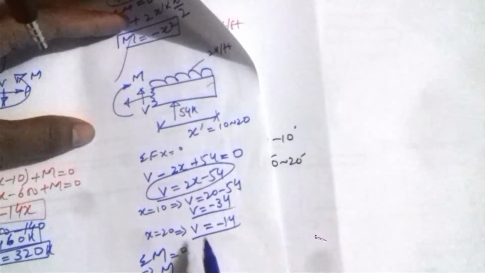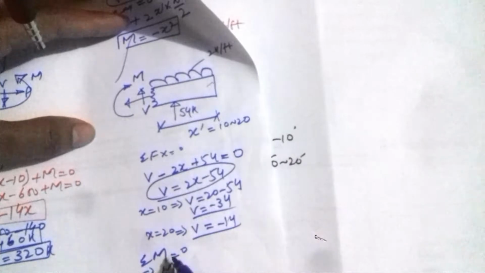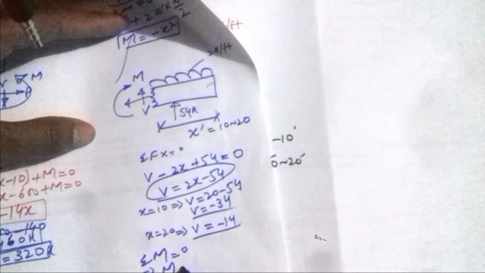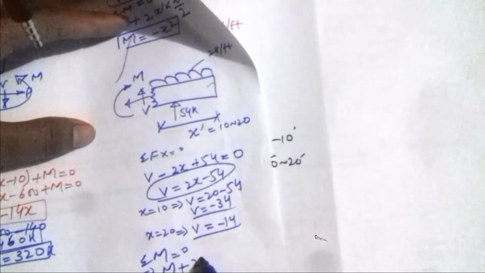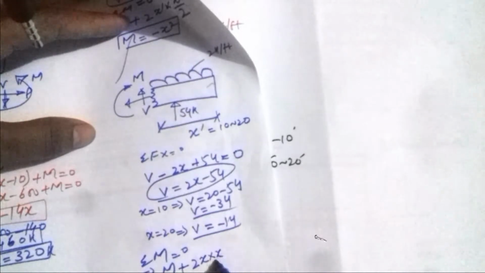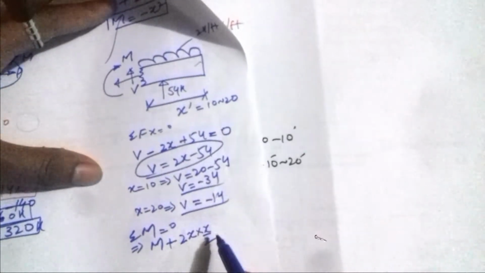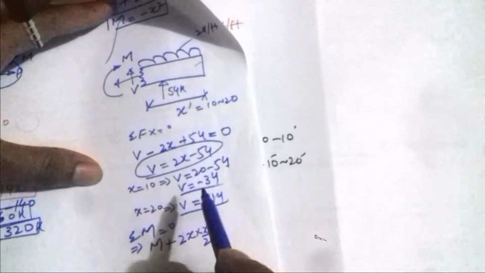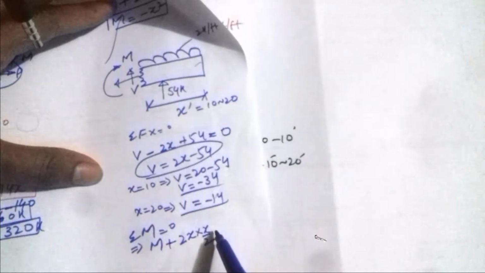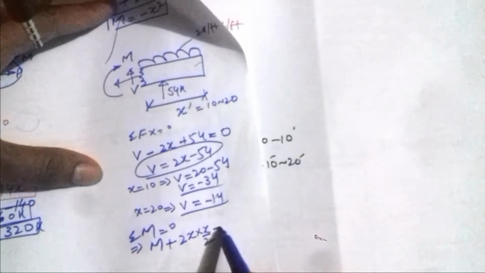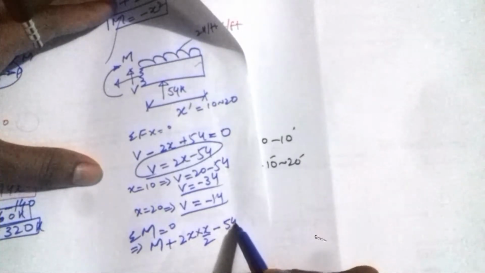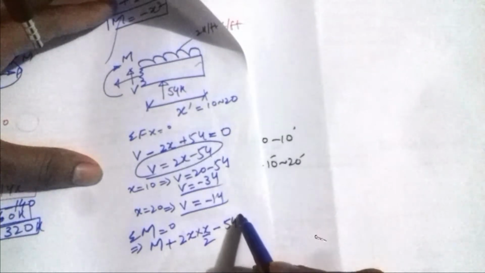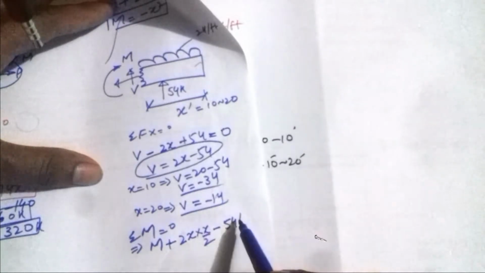So I'm taking the clockwise movement as positive, so it is positive, and it is also clockwise, so it would be positive as well, plus 2 times x into x by 2, and this is minus, because it is anti-clockwise, so this will be minus 54 times x minus 10.